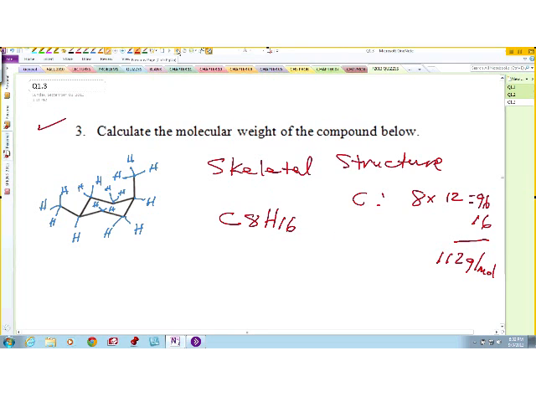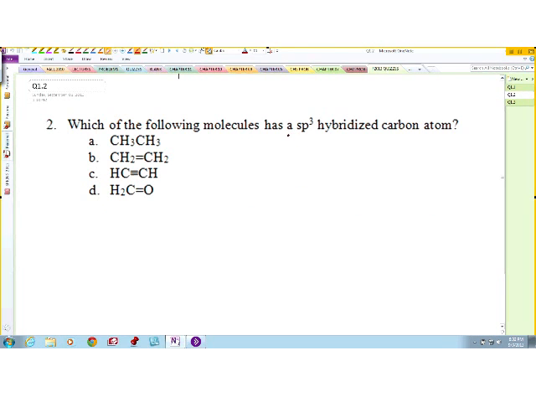Now let us go back to the second one. Okay, go ahead and read this first. Which of the following molecules has an sp3 hybridized carbon atom? Which of the following molecules has sp3 carbon atoms? I know that we did not do this in class, but I did tell you to watch the webcast. So we are going to do this today, just to reiterate what you have watched in the webcast. Now, what will be the answer to this?